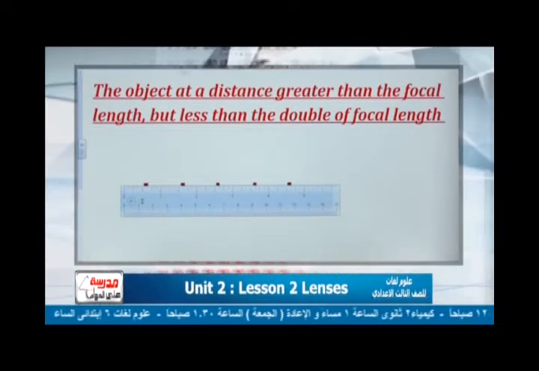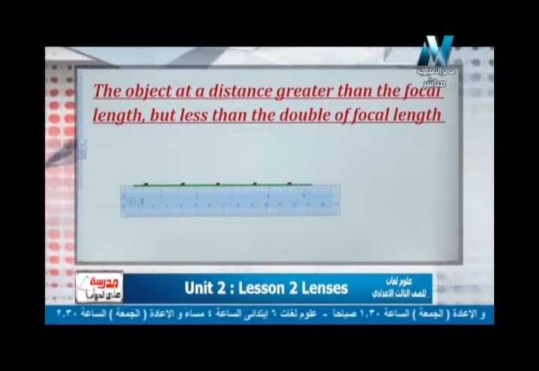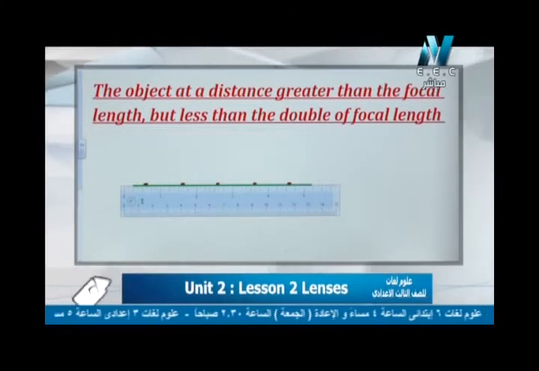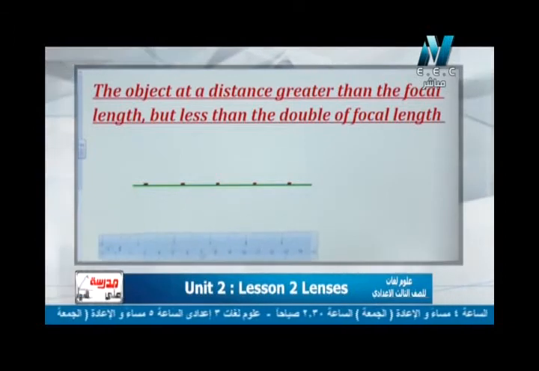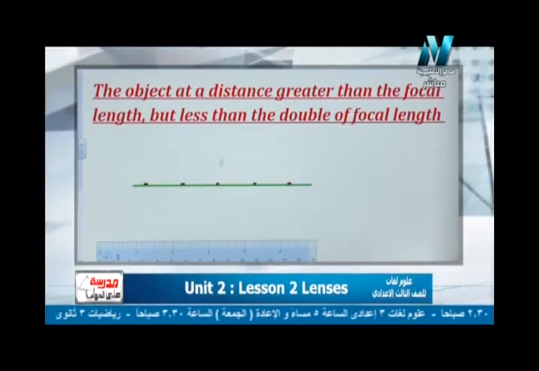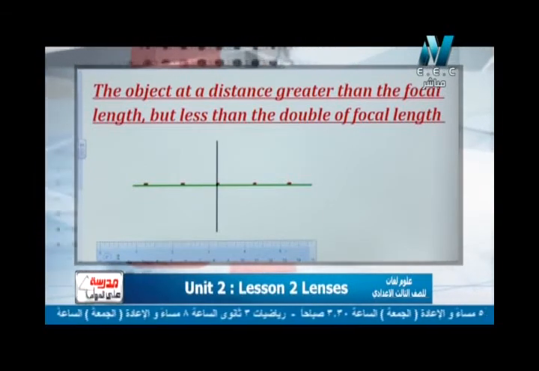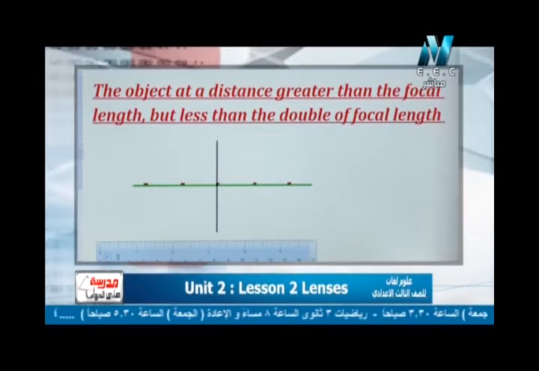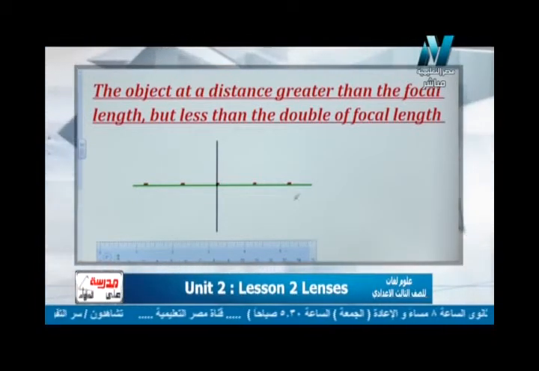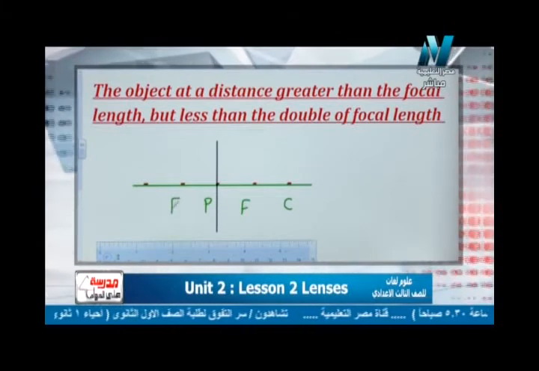So we will draw what? The principal axis like that. Then don't forget to draw here an imaginary line by ruler in the middle like that. This line is to determine the point of refraction, the place where refraction happens. So we have here C, F, P, F, and C.